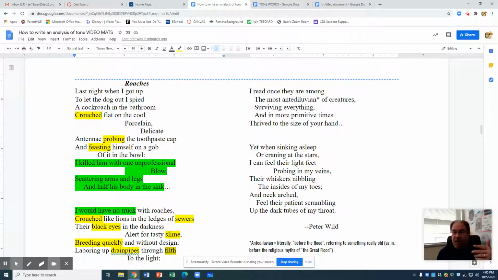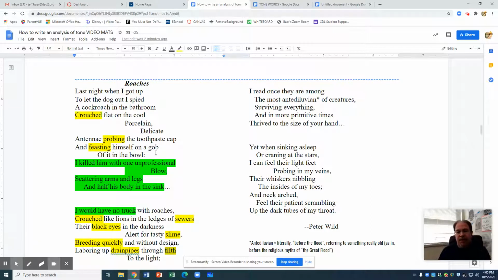But that's the first thing I think of, this idea that they're breeding quickly. And if we don't stop them, they're going to get out of control, right? Climbing up through your drain pipes and all that. So a lot of really disgusting images here at the bottom of this second stanza.